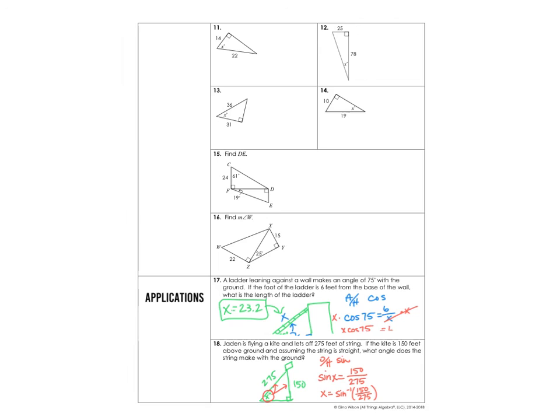So the inverse sine of 150 divided by 275, and you get 33.1 degrees. So that angle would be 33.1 degrees.